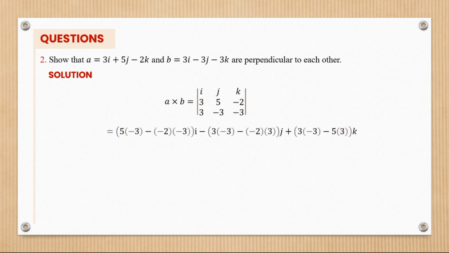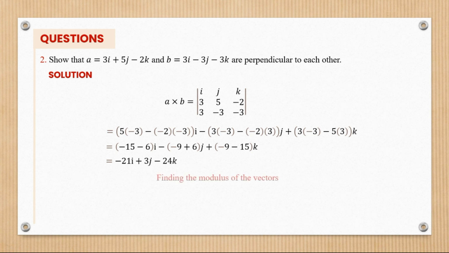And then when we cross them, we'll have (5 times negative 3 minus negative 2 times negative 3)i minus (3 times negative 3 minus negative 2 times 3)j plus (3 times negative 3 minus 5 times 3)k. So solve those and we'll have (negative 15 minus 6)i minus (negative 9 plus 6)j plus (negative 9 minus 15)k. So we'll have negative 21i plus 3j minus 24k. So now we have the vector that is perpendicular to both of them.